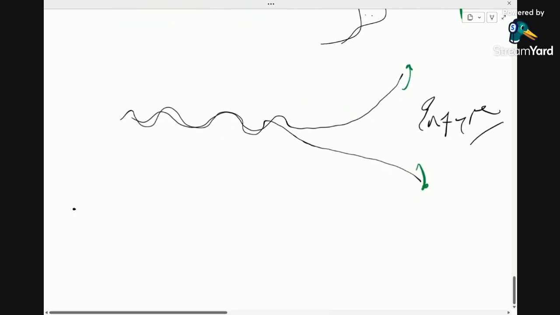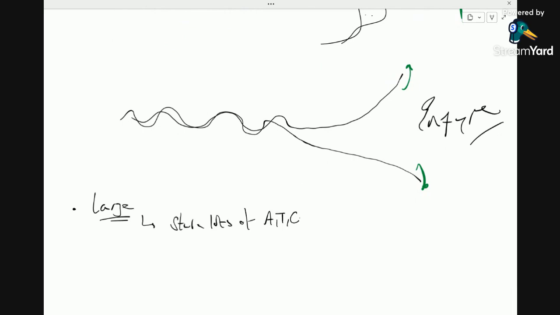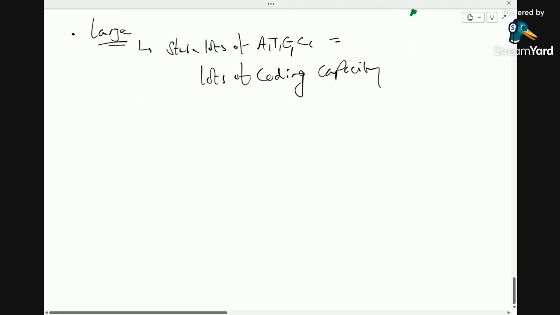Final thing is it's a very large molecule, so it can store lots of A's, T's, G's, and C's. So we've got lots of coding capacity there.